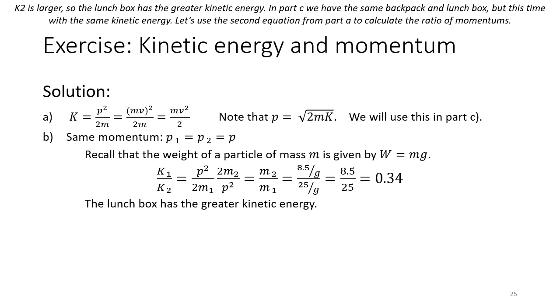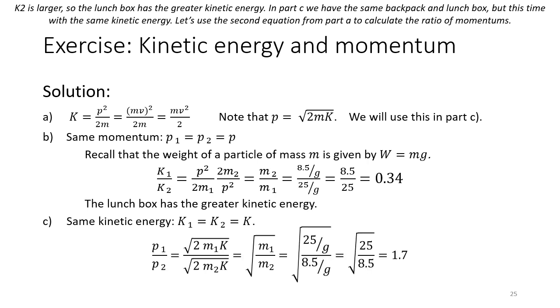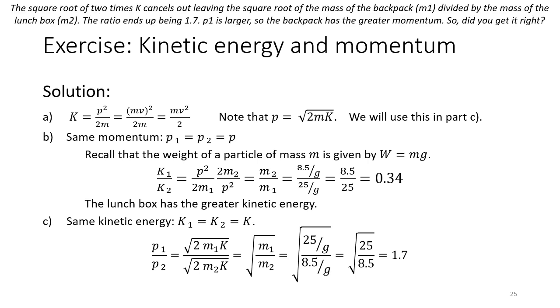In part C, we have the same backpack and lunchbox, but this time with the same kinetic energy. Let's use the second equation from part A to calculate the ratio of momentums. The square root of 2 times K cancels out, leaving the square root of the mass of the backpack, m1, divided by the mass of the lunchbox, m2. The ratio ends up being 1.7. P1 is larger, so the backpack has the greater momentum. So, did you get it right?